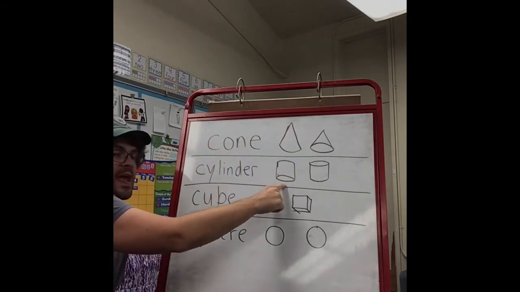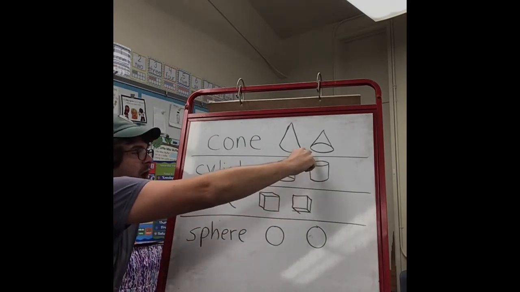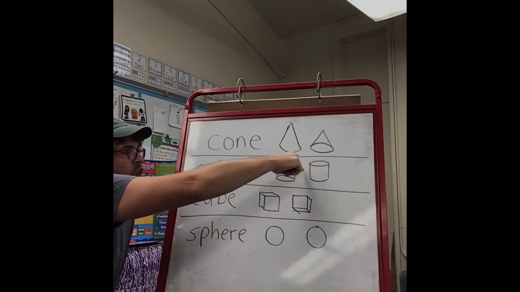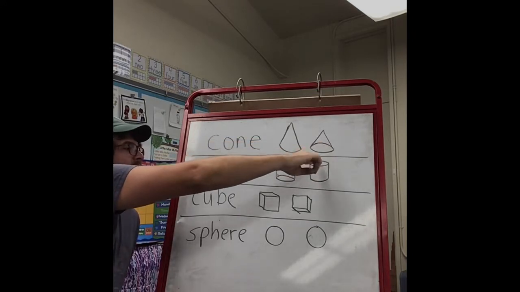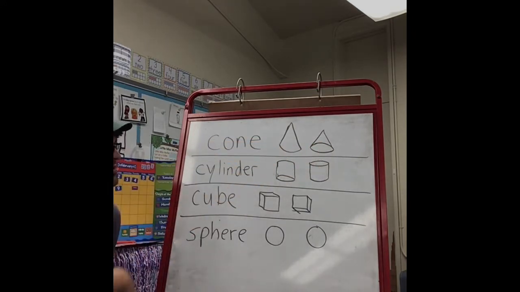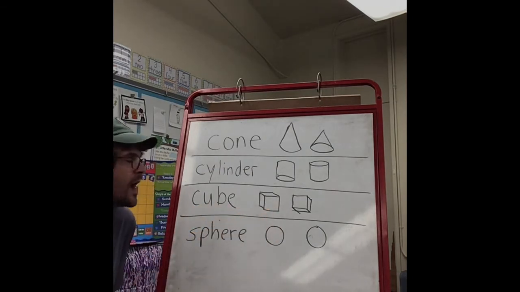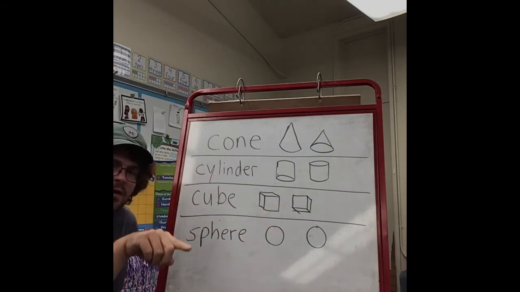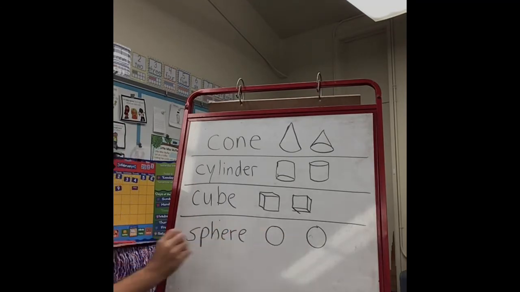Cylinders are our cans. So anything that looks like a pop can is going to be a cylinder. They're round on the top, and they're curved around the outside, but they are flat on the top, so they can still stand up. Cubes are anything like a box or like dice at your house. Anything that's got a square around it is going to be a cube. And then spheres are your balls or round things, okay?